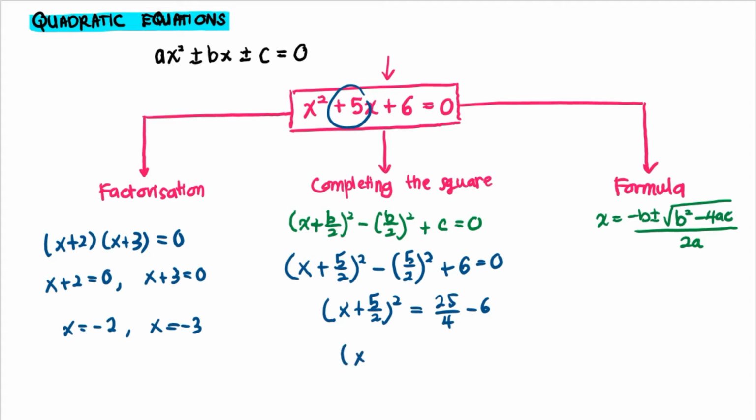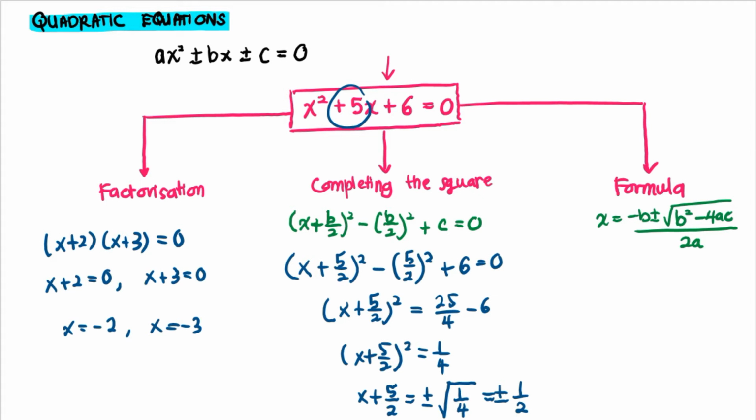So we have x plus 5 over 2 squared, which is actually given by 1 over 4. Now I want to remove the square. I have x plus 5 over 2 equal to plus or minus the square root of 1 over 4. So this is actually given by plus or minus 1 over 2, because the square root of 1 over 4 is equivalent to 1 over 2. Now we try to solve this.